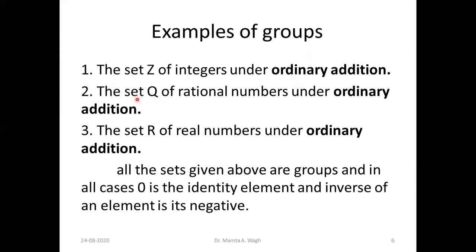Similarly, if you take the set Q of rational numbers under ordinary addition, that will also form a group. The set R of real numbers under ordinary addition will also form a group. So all the sets given above are groups, and in all the cases 0 is the identity element and the inverse of an element is its negative. So these three are the groups.